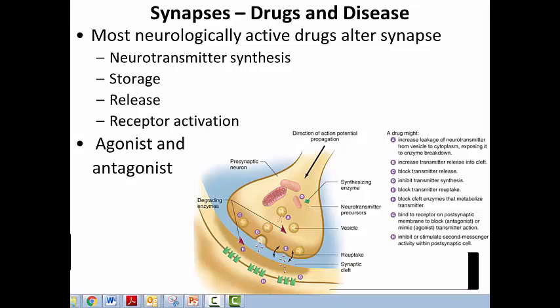Here we talk briefly about the impact of drugs and disease on synapses. And here we see this fascinating discussion where the complexity of this system that we're learning about provides multiple opportunities for both synthetic and so-called natural compounds, in other words, those produced by organisms in nature, to influence this system.